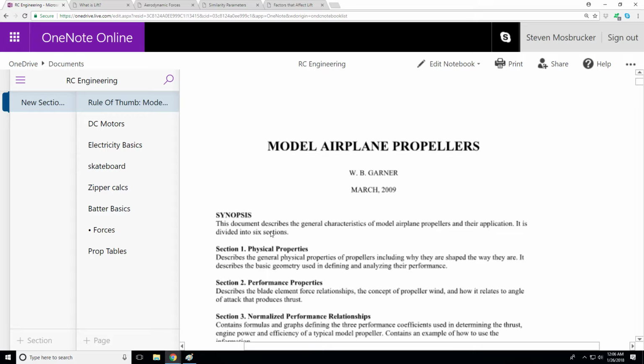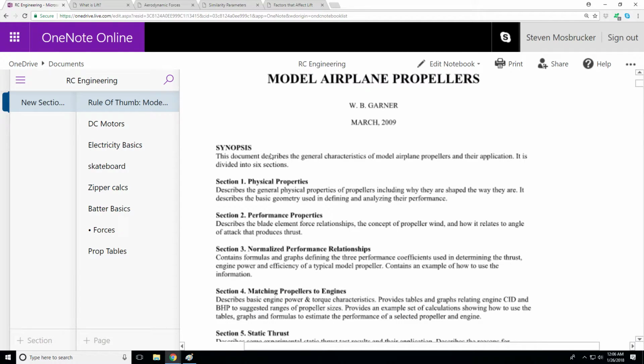It's using my mouse. Okay, so we're going to be using this particular document. It's called Model Airplane Propellers by W.B. Garner, March 2009. This is just a small little dip into it, but it's still going to be a long time going over it, but I think that this is a really great document. So we're going to go with Synopsis, Section 1, Physical Properties, Section 2, Performance Properties, and Section 3, Normalized Performance Relationships.